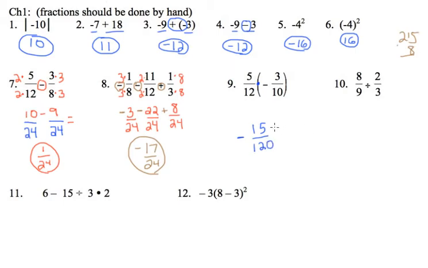Okay? Then I will have to reduce. So I'm going to divide both top and bottom by 5. So I'll get a 3 on the top and 120 divided by 5, 24 on the bottom. Remember my answer is negative. I'm going to have to reduce again. I can divide a 3 out of both top and bottom. So I get -1/8.